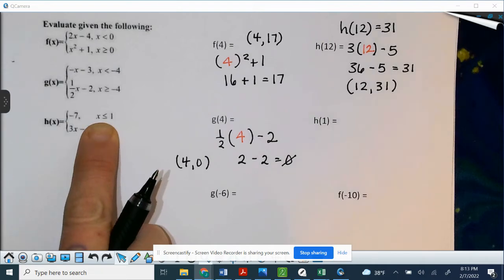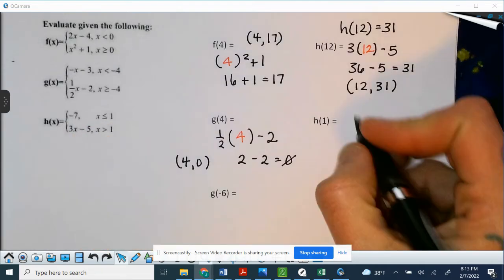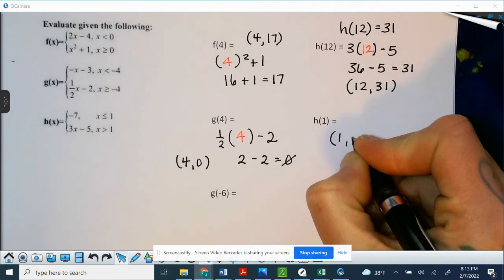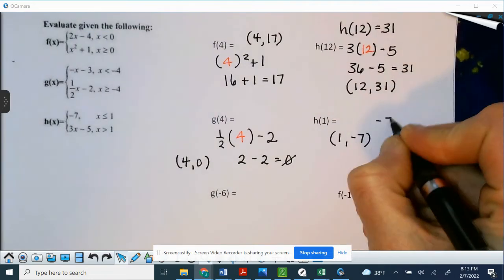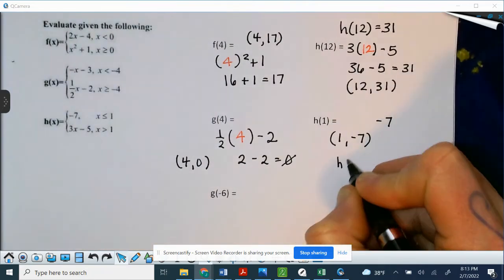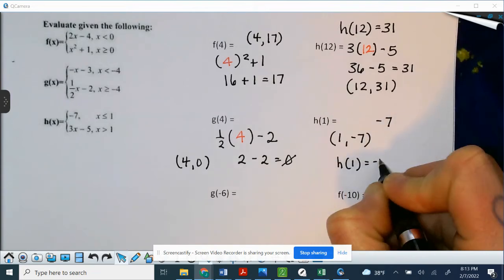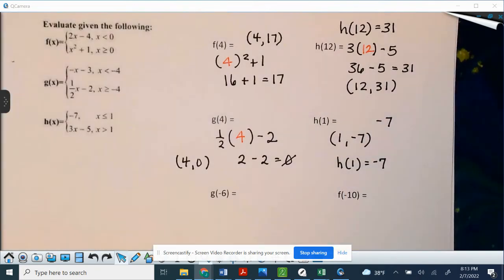The output is going to be negative 7. So as a coordinate, it's going to be (1, negative 7), or as the answer by itself, it's negative 7, or h of 1 equals negative 7. But the answer to that question, again, what is y when x is 1 for the h function? y is negative 7.